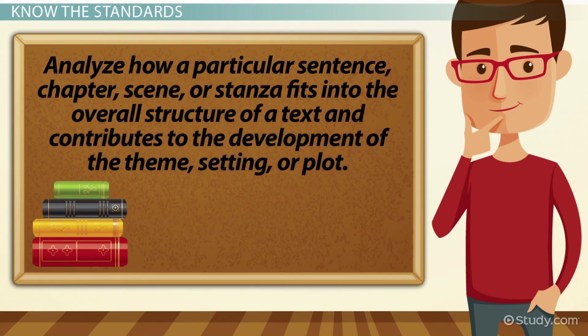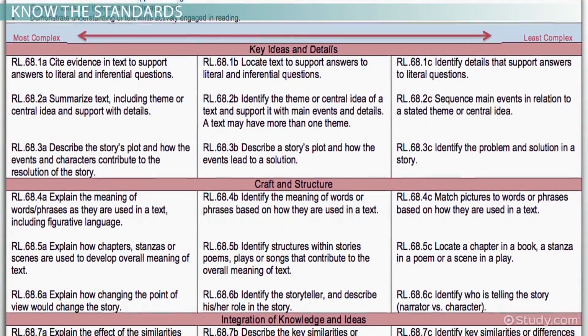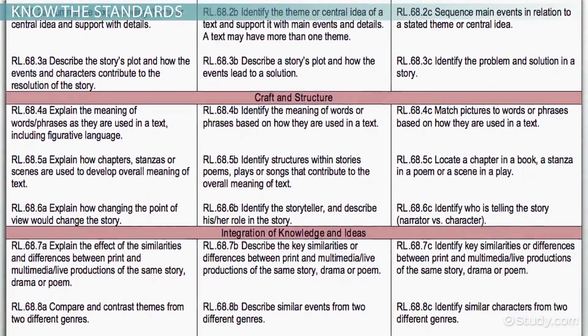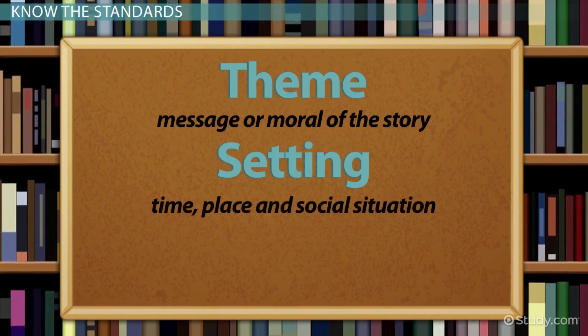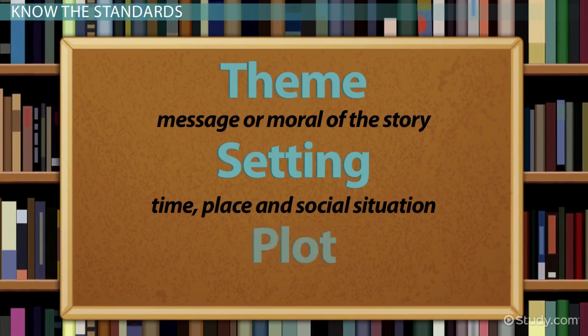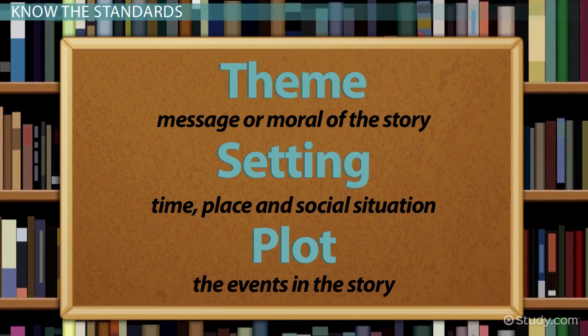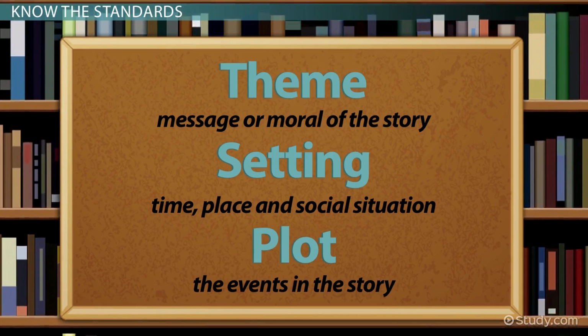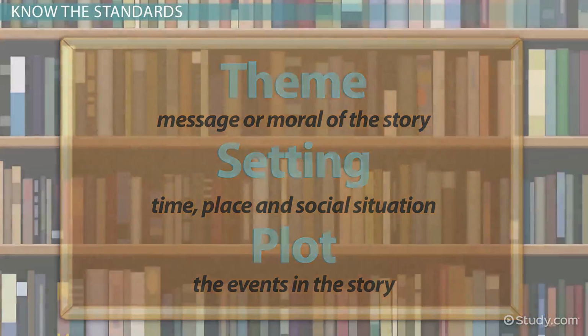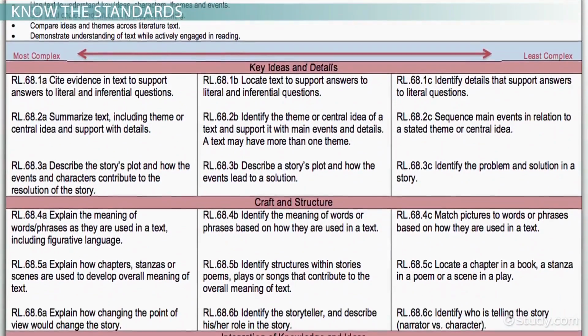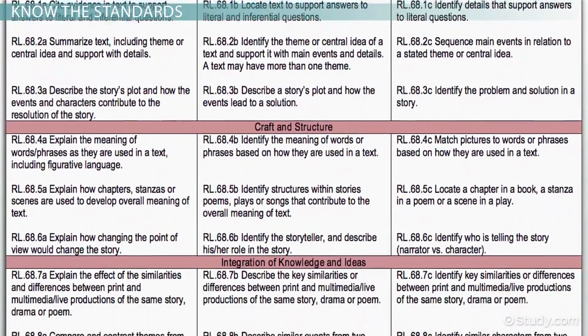Analyze how a particular sentence, chapter, scene, or stanza fits into the overall structure of a text and contributes to the development of the theme, setting, or plot. Looking at this example standard, as the teacher, you should immediately see some overall concepts you must teach. The terms theme, which is the message or moral of the story, setting, which is the time, place, and social situation, and plot, which are the events in the story, need to be familiar to your students. For whatever piece of literature you decide to use in your class, you need to make sure to address those concepts in various lessons. Overall, you must find the important concepts you need to cover in your state standards.